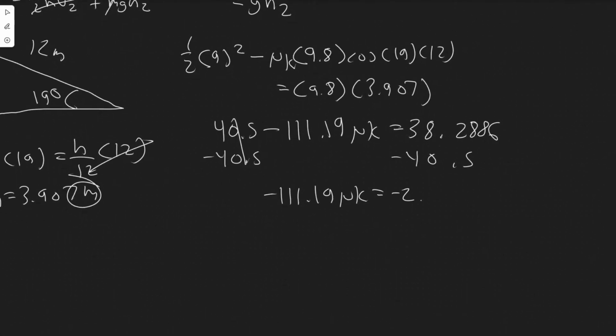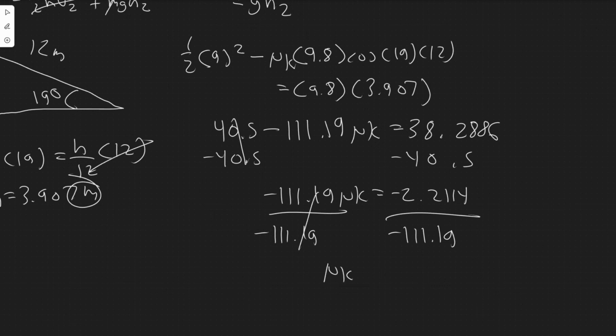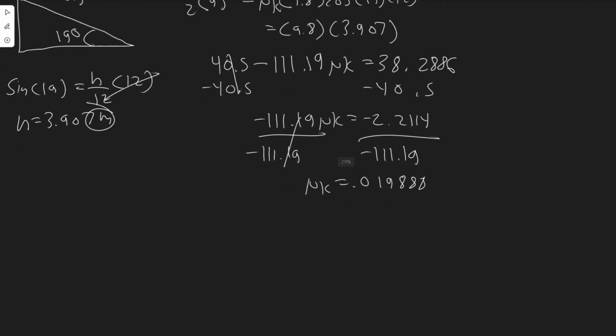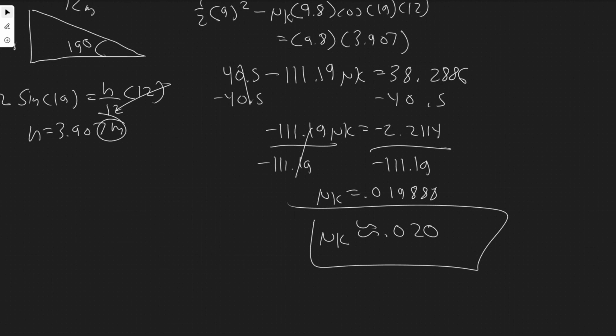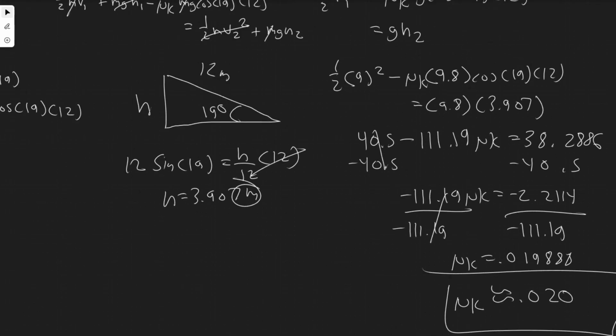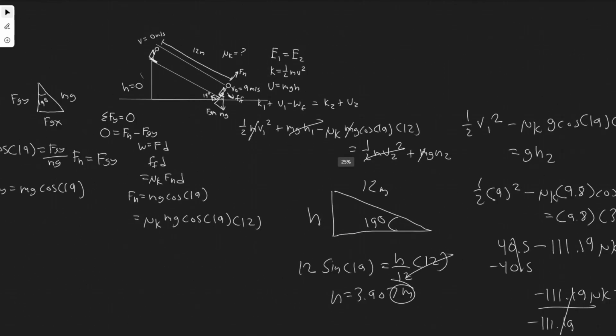minus 2.2114, and then just divide right here. So dividing, so divide this by minus 111.19, and you will get mu sub k is equal to 0.019888. So about 0.020, or however you want to round it, doesn't really matter, but about 0.02 is going to be your coefficient of kinetic friction. So when they ask for, they're just asking for the average coefficient of friction, it's going to be about 0.02. Keep in mind it's unitless because we're talking about the coefficient of friction.